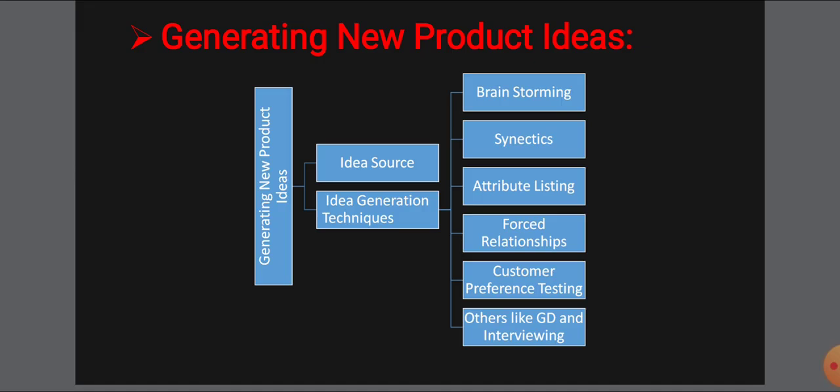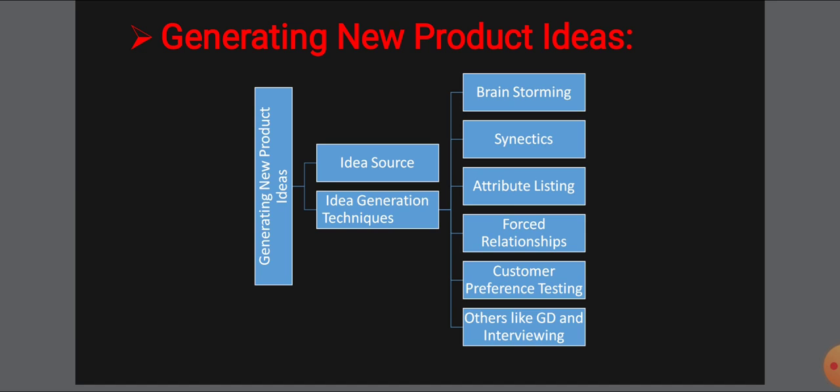Then forced relationship: a team is formed, and according to the consumer's requirement, the task is given that particular changes are required in a product, or that a product which will satisfy a particular need be developed. This task is given to a particular team. This is termed the forced relationship technique.